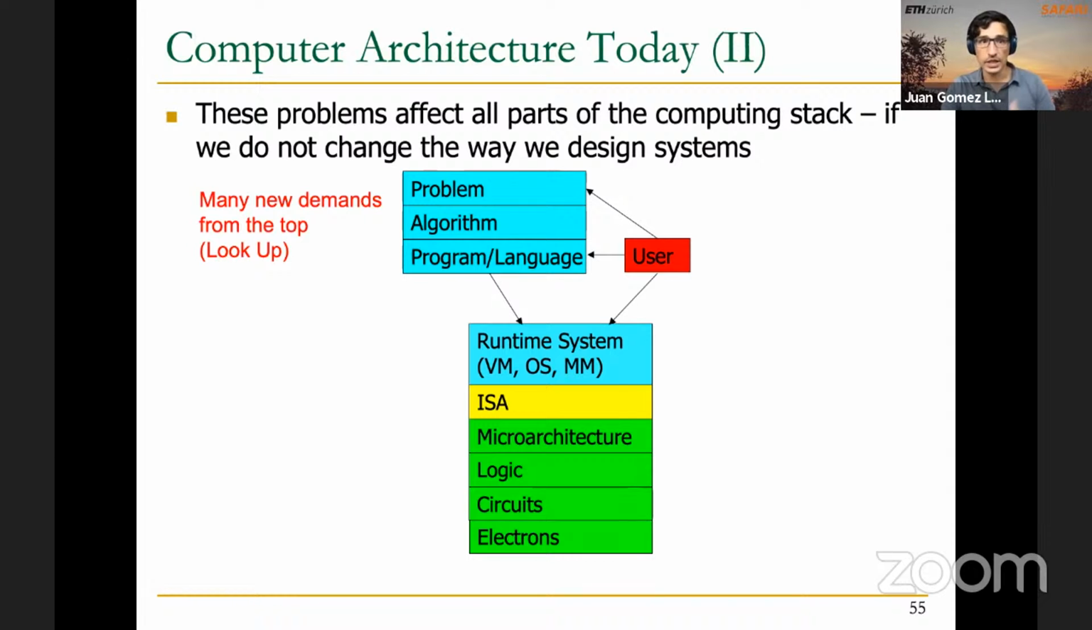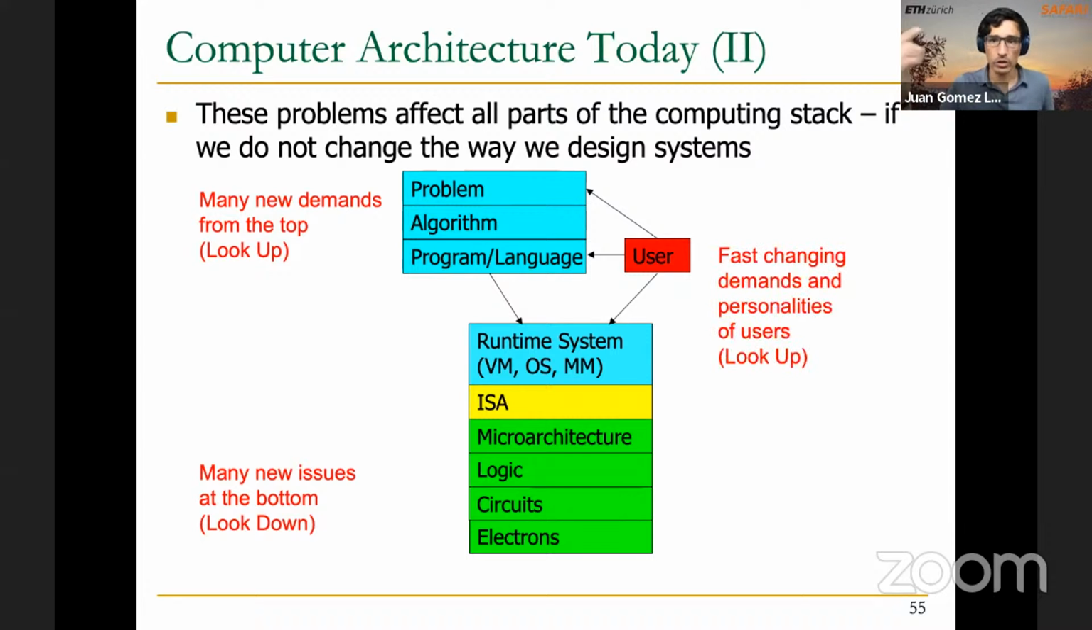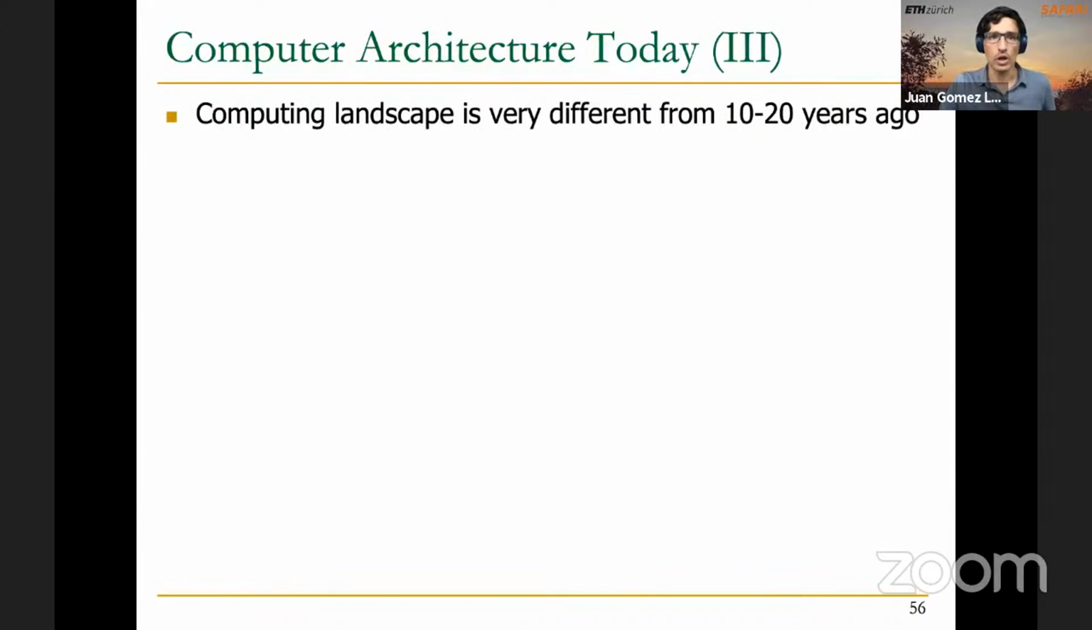So for example, these days there are many new demands from the top. Problems change, algorithms change, and new algorithmic techniques appear or start being important. I mentioned machine learning and AI, but also we have many new issues at the bottom, right? For example, I just mentioned the RowHammer problem, which is a good example of the issues that come with technology scaling. And also on the top, even the demands from society and the personalities of the users are changing. So that's why computer architecture also needs to continue evolving.